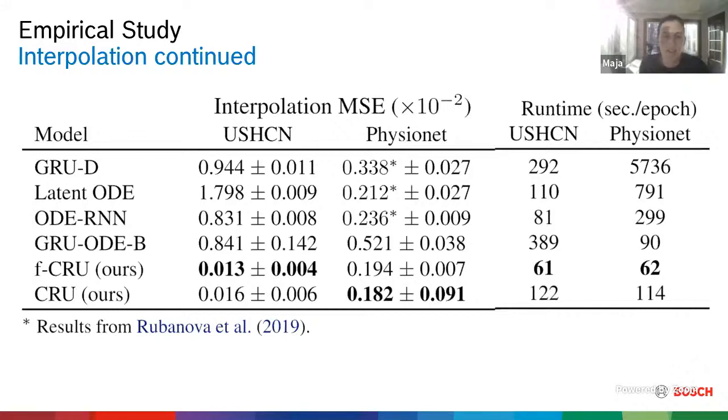Yeah, and one thing that I find quite interesting is, for example, the f-CRU, even though it's twice as fast as the CRU, the results in these experiments were almost comparable. And so it's not that hurtful on these data sets to restrict the transition matrices to be symmetric and to share the eigenvectors.